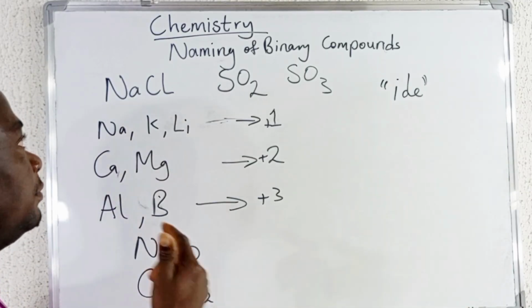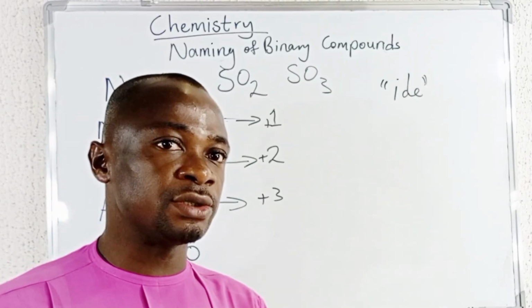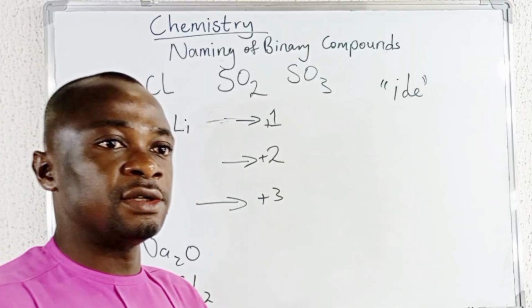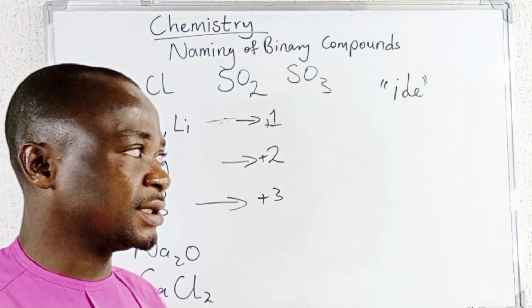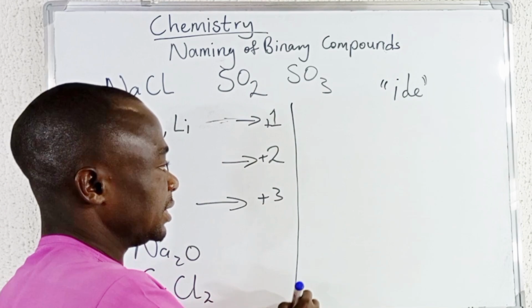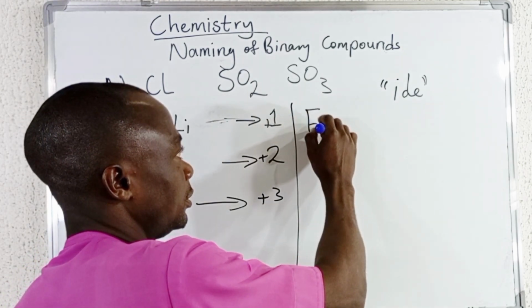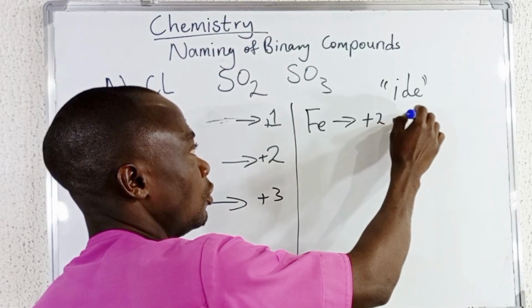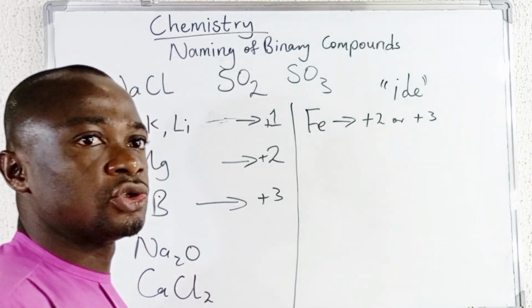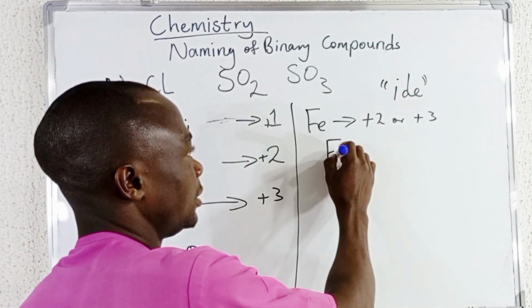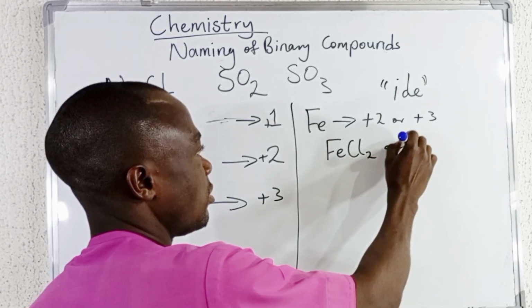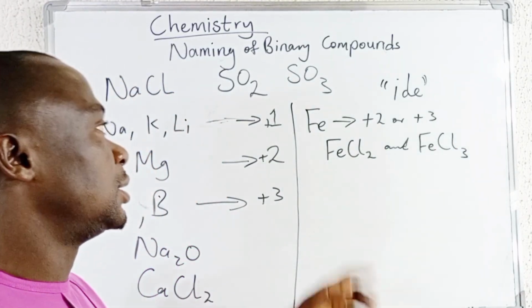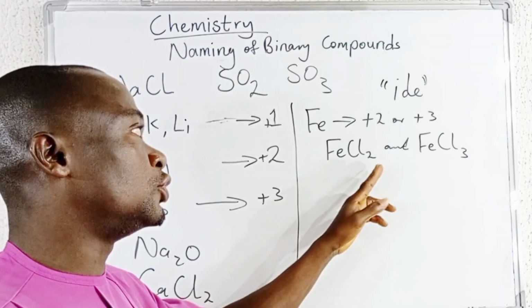But if the metallic part has variable oxidation states, then you have to include the oxidation states in parentheses, in brackets. For instance, elements like iron can have two oxidation states, plus 2 or plus 3. So we can have something like this. How do I name this? This is going to be iron 2 chloride.